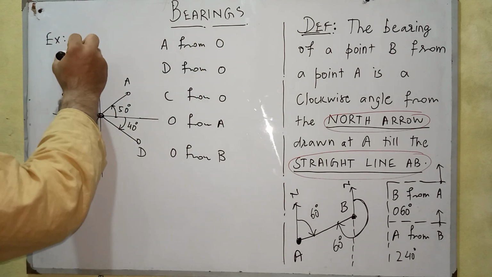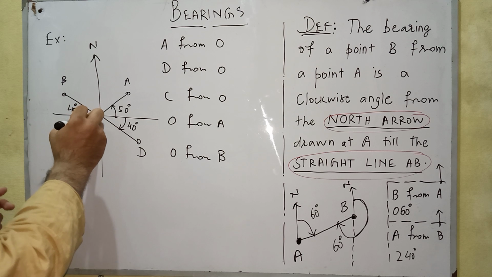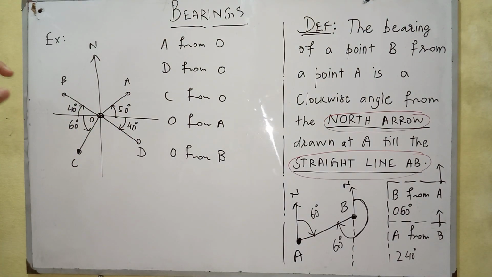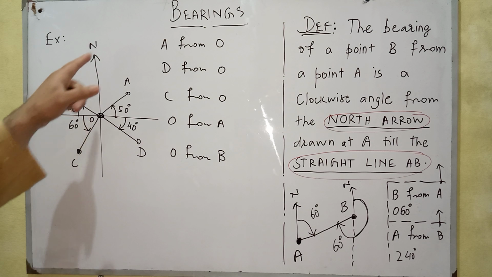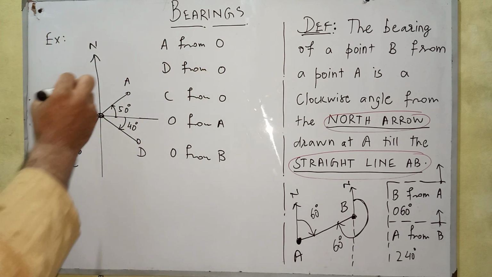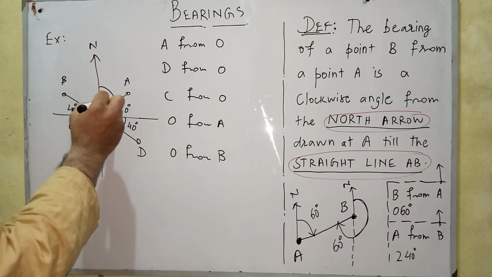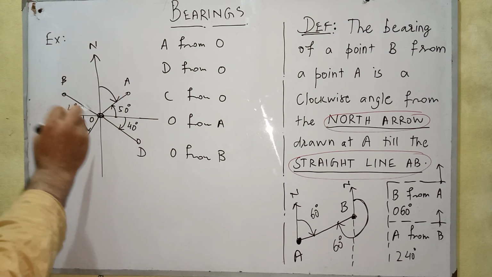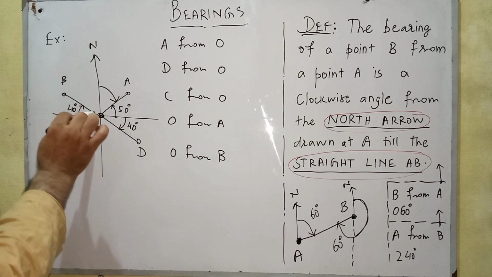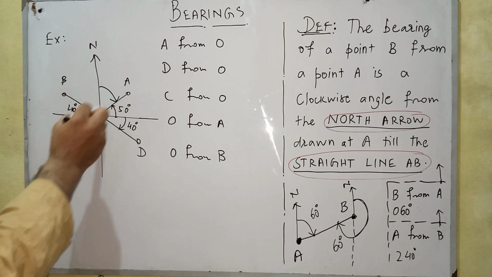This is north arrow at point O. As we have discussed in the definition, we will start a clockwise angle from north arrow and we will go till the straight line which will join both points. So this will be our bearing, because this is starting from north arrow which is drawn at point A and it is going till this straight line OA.